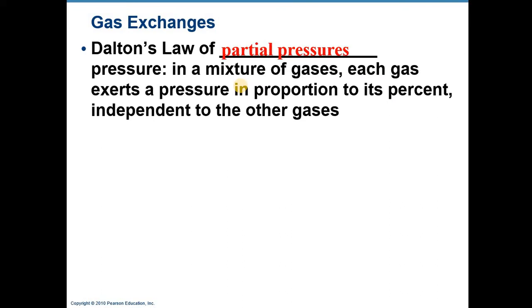As far as gas exchange with Dalton's law, his is the law of partial pressure. It states that the pressure of a mixture of gas is made up of each gas exerting an amount of pressure in its proportion, independent of the other gases. So each of them has its own pressure that it is exerting.